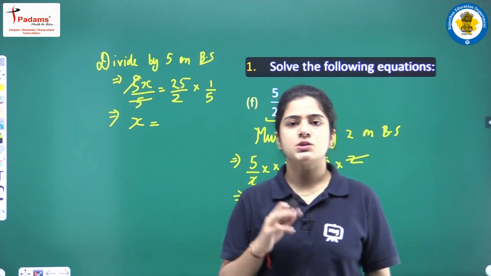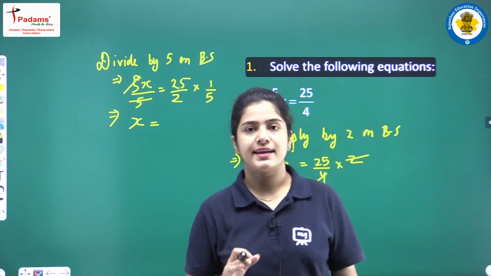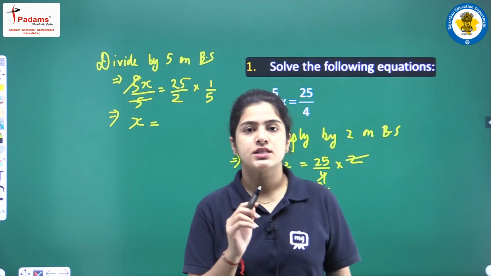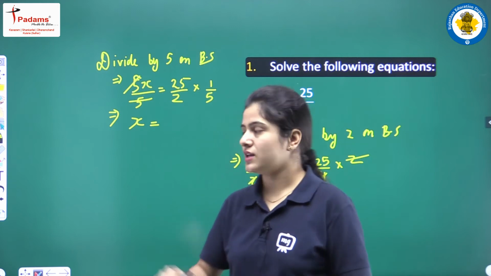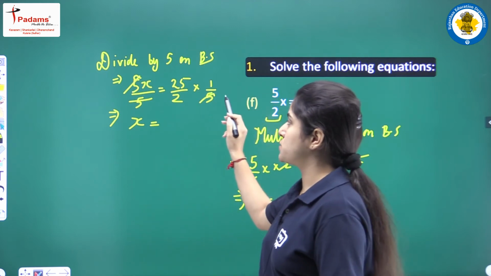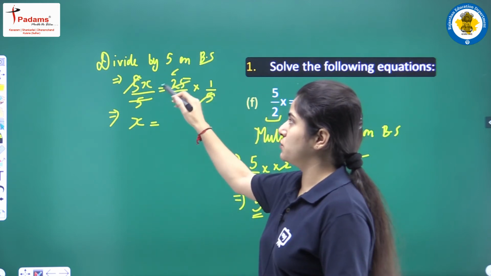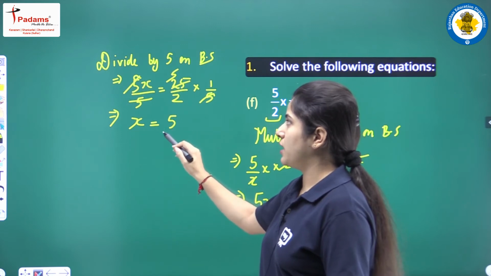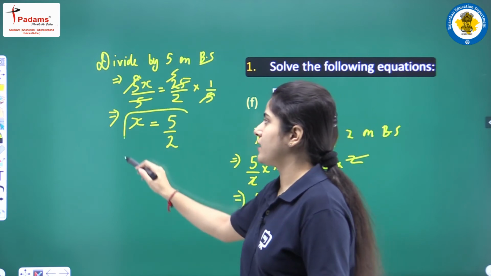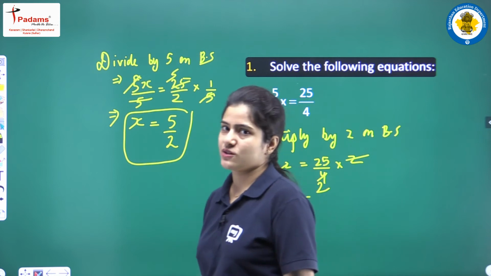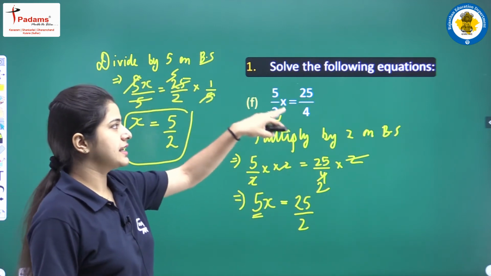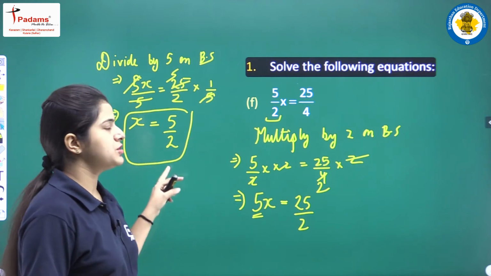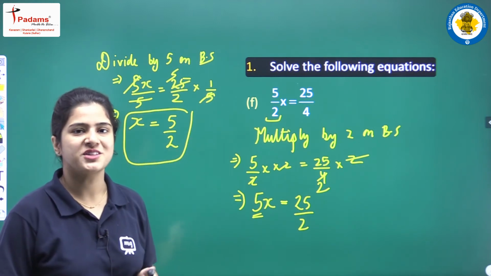Have a look here students, 25 upon 2 into 1 upon 5. This 1 upon 5 and 25 will cancel out each other. How? Because 5 into 5 is equal to 25 and 5 into 1 is equal to 5. So 5 on the table of 5, it will be cut off and it will be 5 only. Okay, so this is 5 upon 2. This is the required answer and the solution of the equation. Okay students, what is the solution of this particular equation? 5 upon 2.